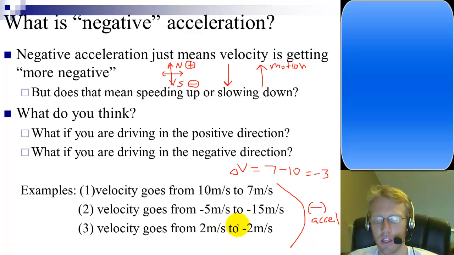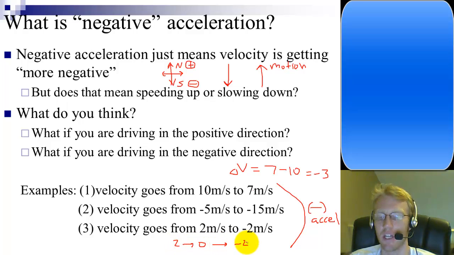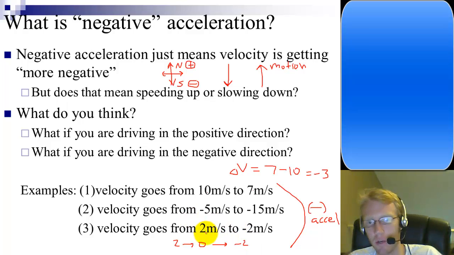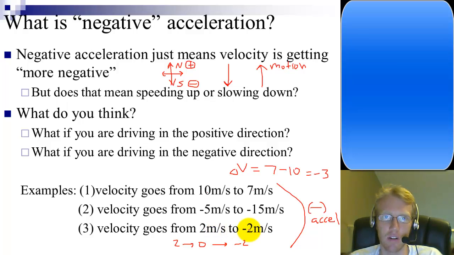In this one, think about what's going to happen here. You're going to go from 2 to 0, which means you were slowing down, and then from 0 to -2, which means you were speeding up. So you ended up at the same speed as you started, but you slowed down and then you sped up in the opposite direction. So in this case, positive velocity, you might have been going north, you slow down, stop, turn around, and then at the end you're going south, opposite direction, in the negative direction. So negative acceleration just means your velocity is getting more negative. It doesn't mean that you're always slowing down.